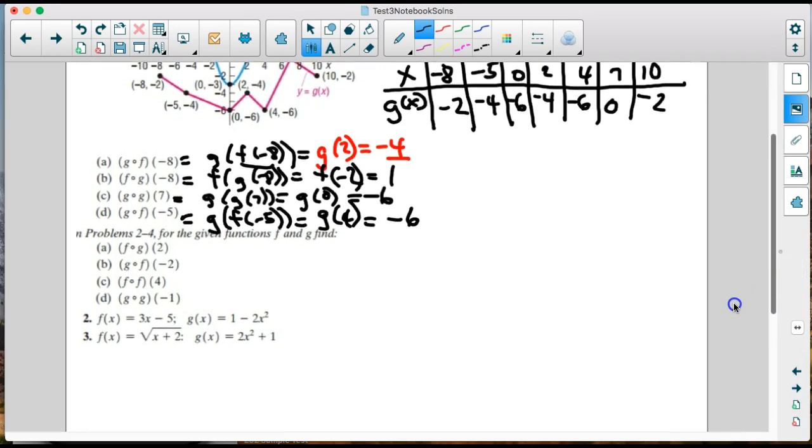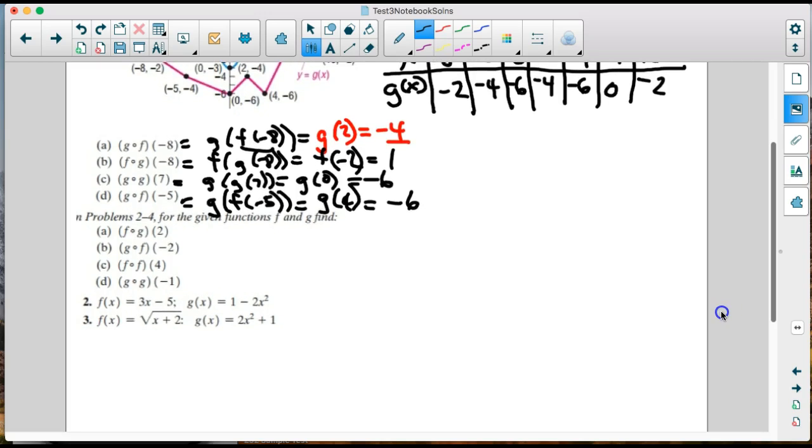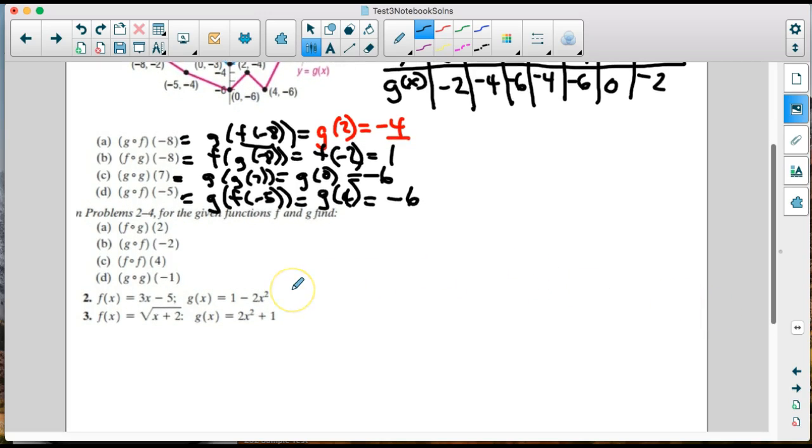Now, parts 2 and 3, you're evaluating the function here. So that means you're plugging in the values to the function. It doesn't give you a graph or a chart. So on part A, we're doing f of g of 2. So we're going to evaluate g of 2 first. So this is number 2.